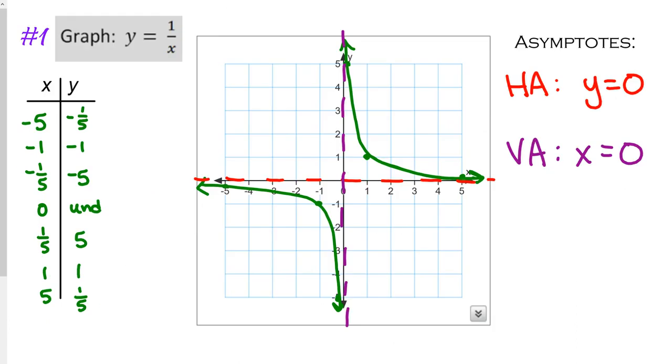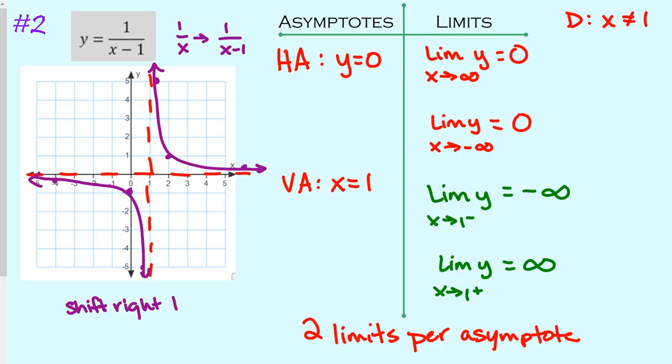And then we started learning about graphing rational functions. We started with plotting some points to get an idea of what the general shape is, and we looked at where they might have asymptotes. And then for problem number 2, we associated limits with asymptotes. So for every asymptote, we have 2 limits. And the way we graphed number 2 was to take our graph of number 1 and shift it to the right one because of transformations.